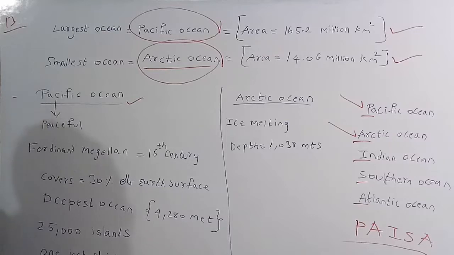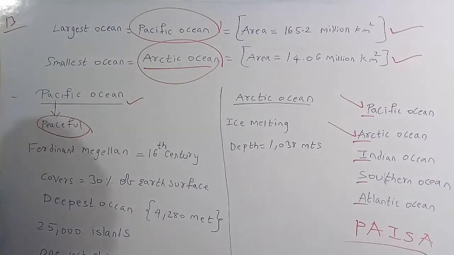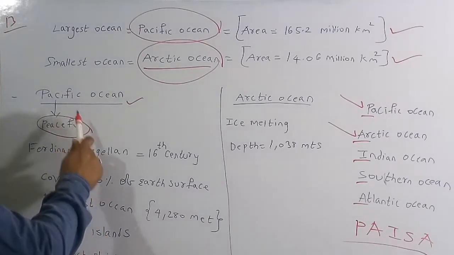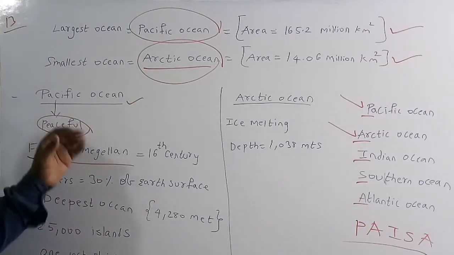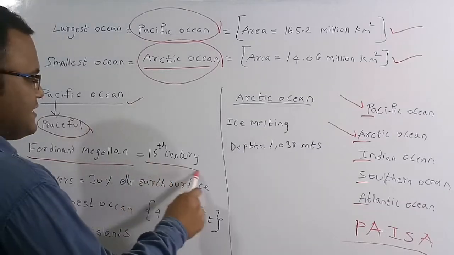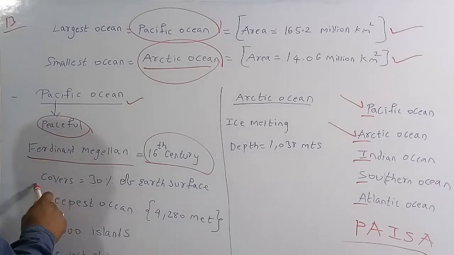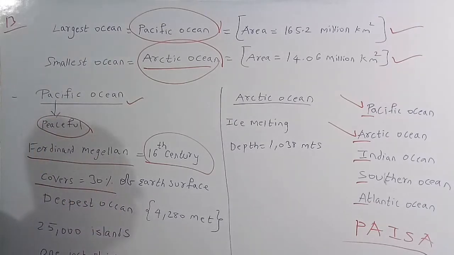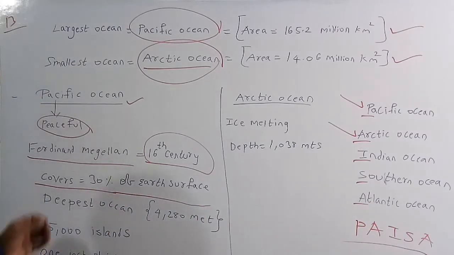The word Pacific means peaceful. The name of this ocean was given by the explorer Ferdinand Magellan in the 16th century. This Pacific Ocean covers nearly 30% of the Earth's surface, and it is also the deepest ocean.